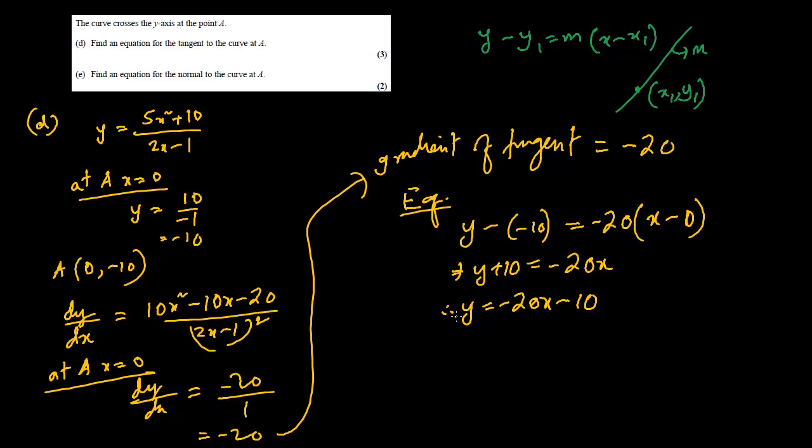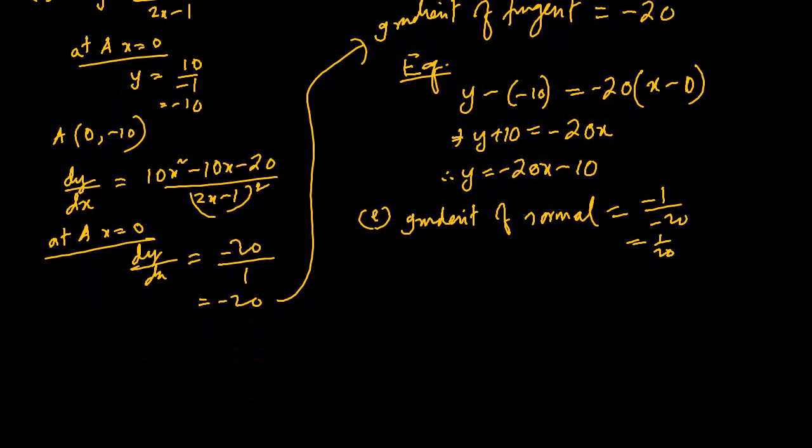They did not ask for a specific form of the equation, so we can leave it in any form we want. Question number E is find the equation of the normal. So equation of the normal means the same thing, it's a line, but the gradient is going to be negative reciprocal. So at point A, the curve has a gradient of minus 20. So the gradient of normal is going to be the negative reciprocal of this gradient of the curve. So minus 1 by minus 20, which would be 1 by 20. Apart from that, everything else is exactly the same.